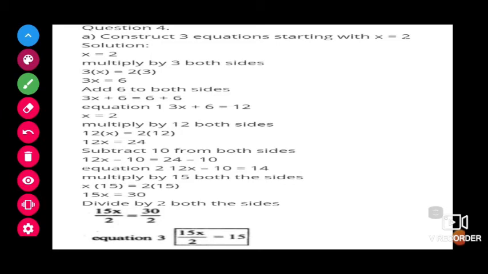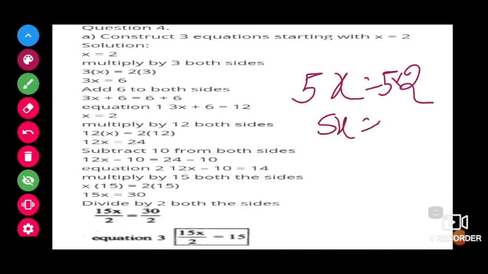Next one, construct 3 equations starting with x equals 2. Here, children, they have given one equation. I will show you how we can construct many equations. See, x equals 2. Balancing method, children. A few more equations we have to construct by using this only. So, start. Multiply both sides by 5. Now we will get 5x is equal to 10.